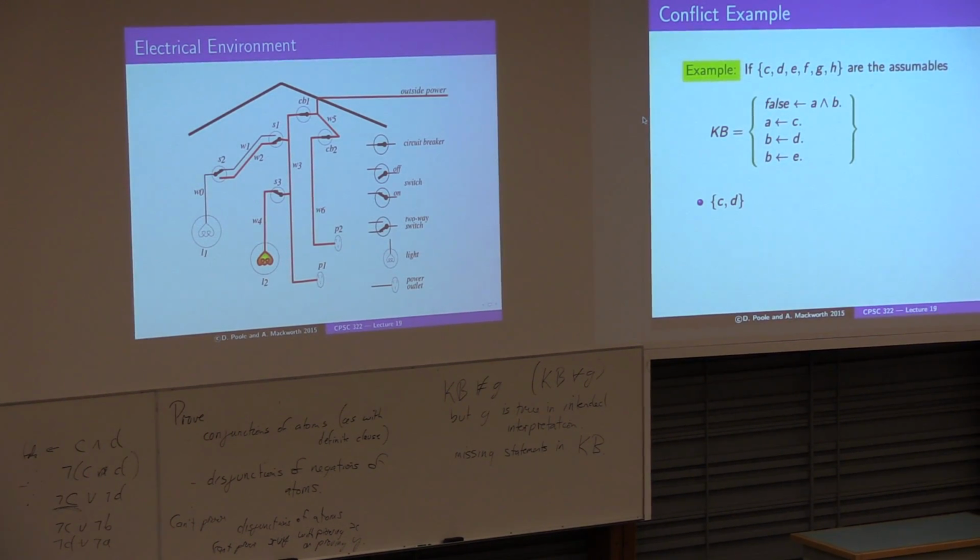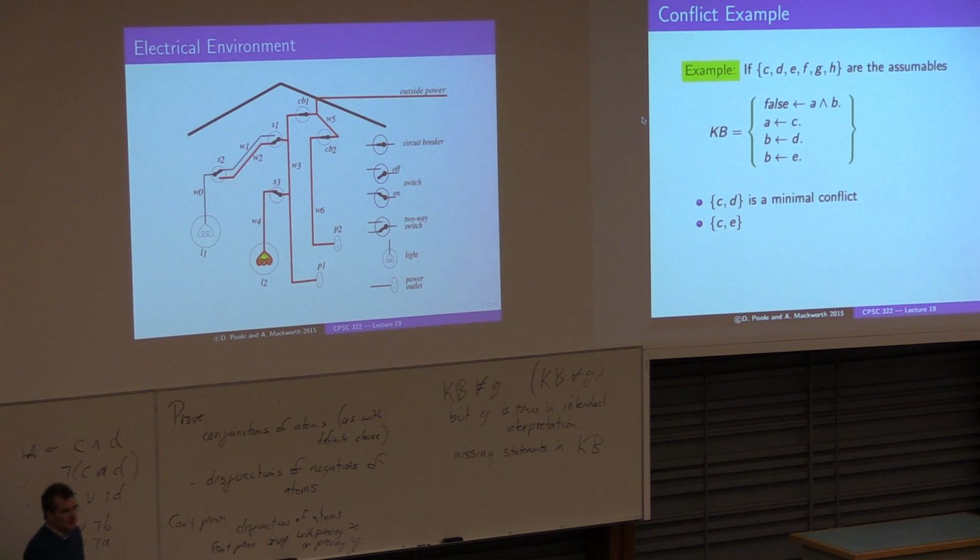So what about CD? Remember what a conflict is? What happens if I assume both C and D? What can I prove? Well, if I assume C and D, then I can prove A and B, so I can prove false. So that's a conflict. In fact, it's a minimal conflict. I can't assume just one of them. If I just assume A by itself, I don't get a contradiction. If I just assume C by itself, I don't get a contradiction. And if I just assume D by itself, I don't get a contradiction.